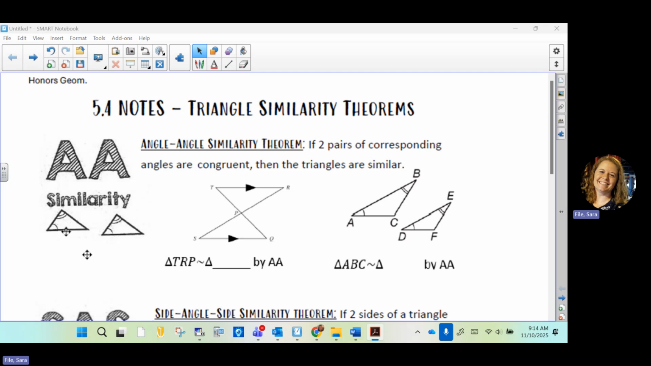Y'all understand that if we know that these 2 sets of angles are congruent, doesn't the third set have to be congruent? Because the triangle sum theorem says that all triangles add to 180. So if we knew these 2 angles and we found the third, and then we did the same thing here, those would also come out congruent. So it's angle, angle, angle. All 3 angles are congruent, but you only have to know 2, because if you know 2, then you would be able to find the third. So you just have to say angle, angle. You don't have to do all 3 angles.